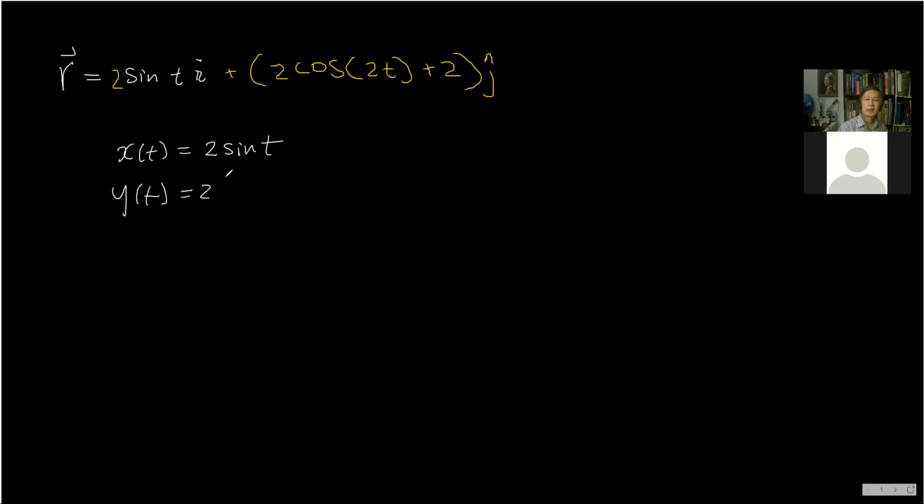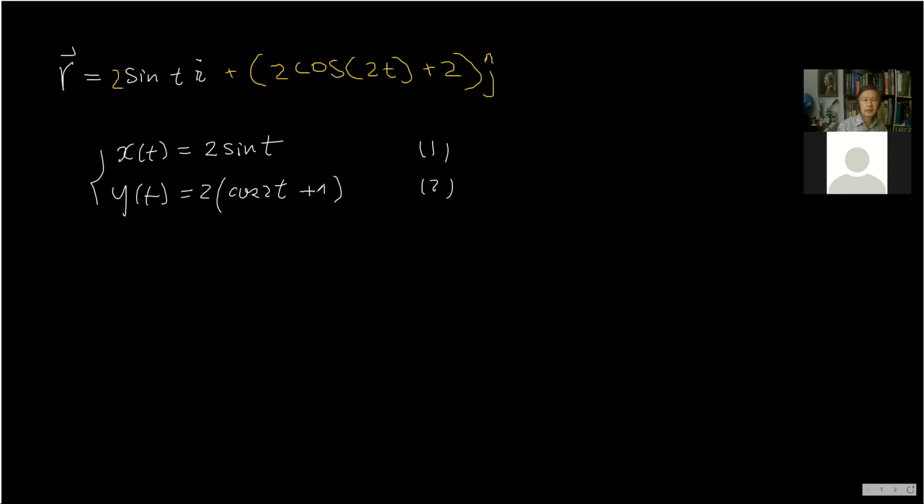We can factorize that. It's just 2 cosine 2t plus 1. In both equations, we have t. So if we can eliminate the t, then we can solve this problem. How can we eliminate this t? We can use Pythagoras theorem. First, t equals sine inverse of x over 2. You solve the t for x, right?